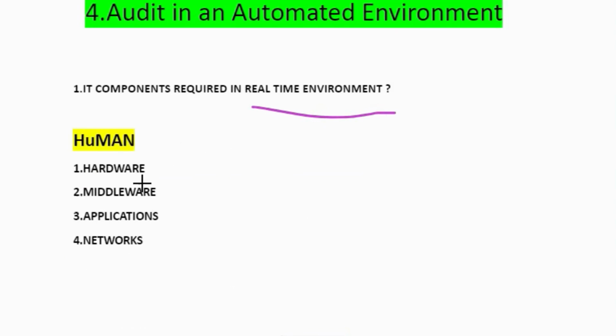So how to remember this? HMAN. H stands for hardware like data center, storage devices, power supply, etc. Next, M stands for middleware like web servers. A for applications like ERP, core banking, etc. N for networks like WAN, internet banking.